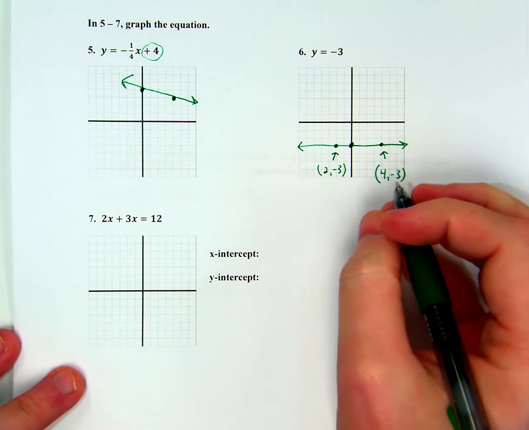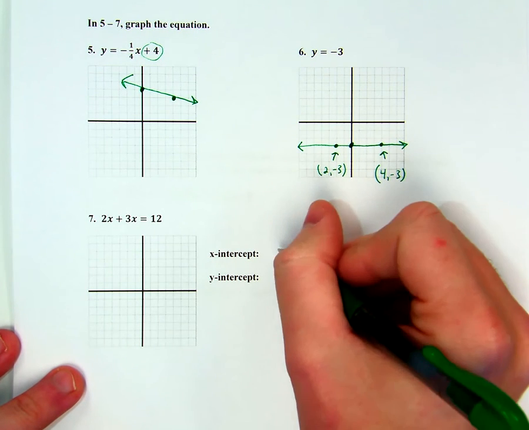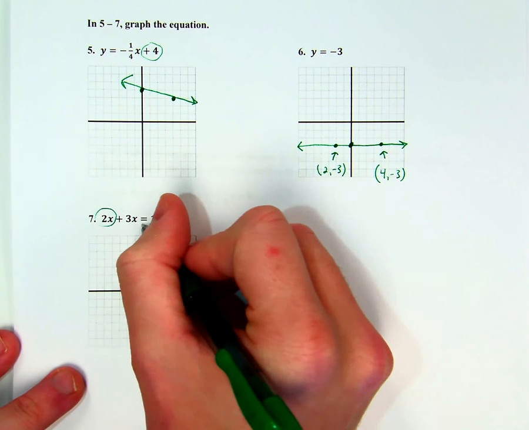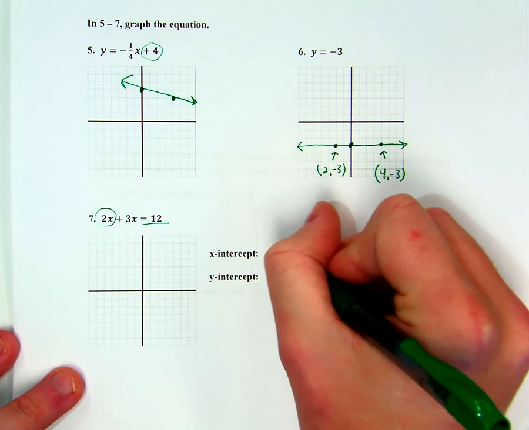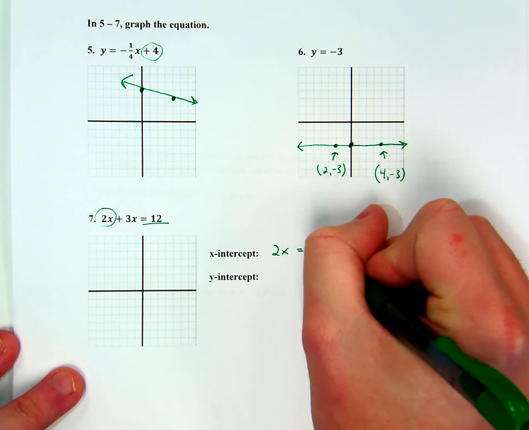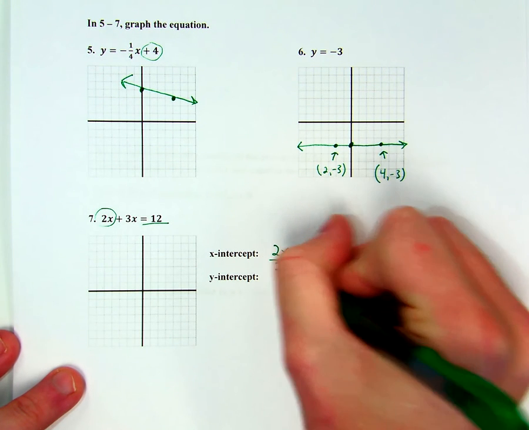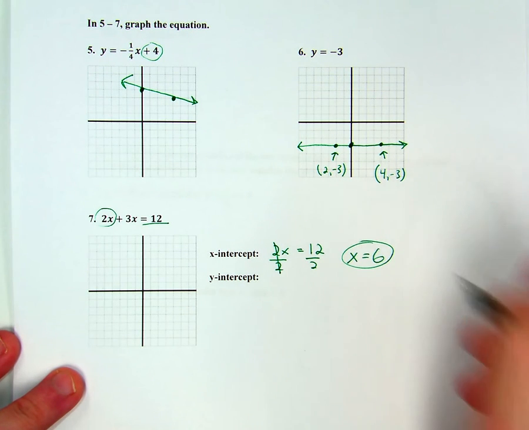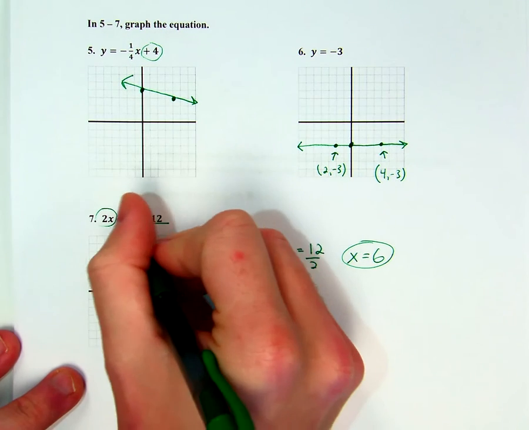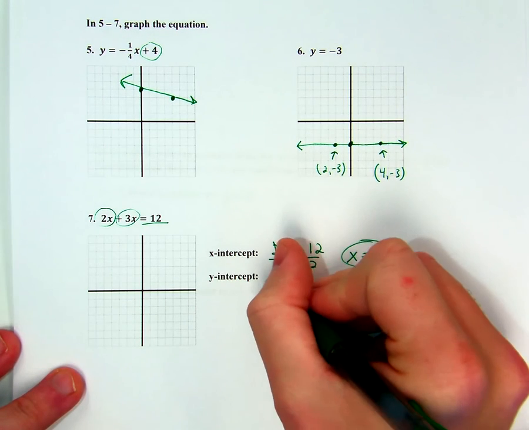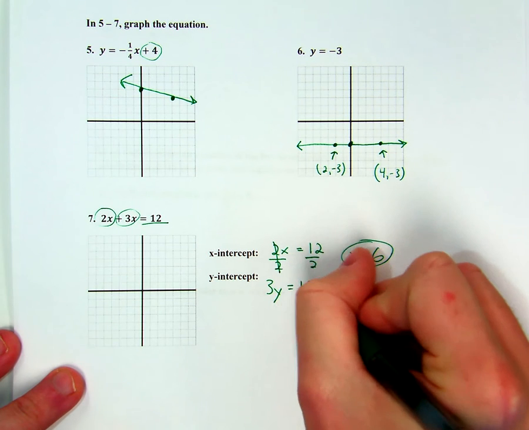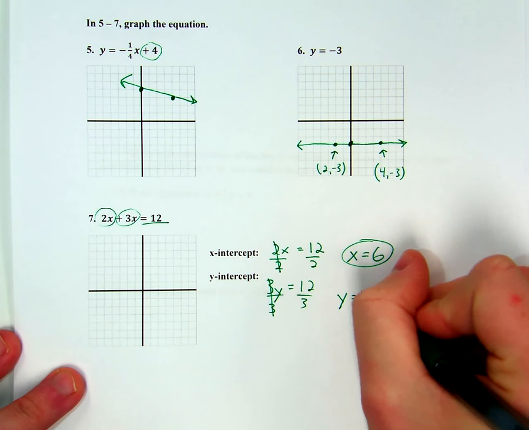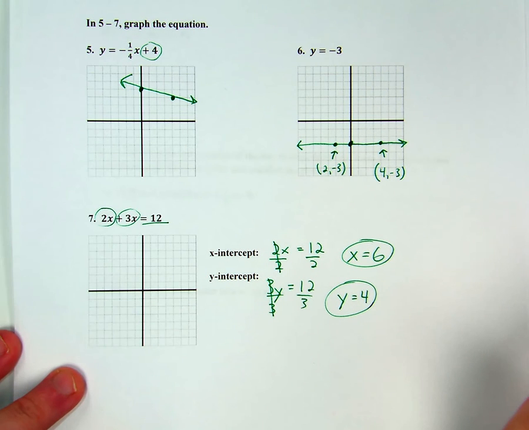Number 7, 2x plus 3y equals 12. We're asked to find intercepts. To find the x-intercept, we take the x part of the problem and set it equal to the answer. So 2x equals 12, and then we solve it. Divide by 2, the x-intercept is 6. To find the y-intercept, we take the y part, which should say 3y equals 12, and we solve it. In this case, y equals 4.